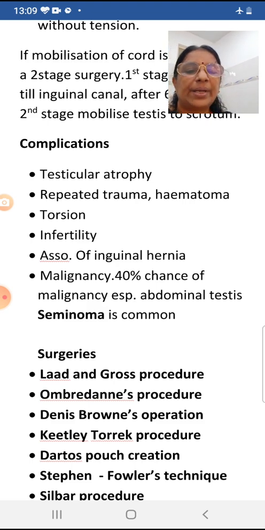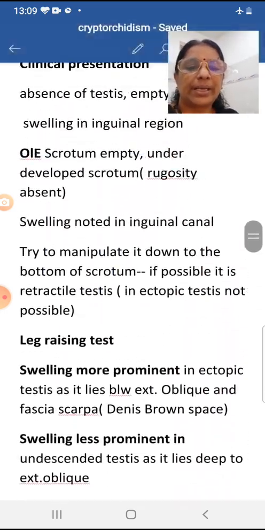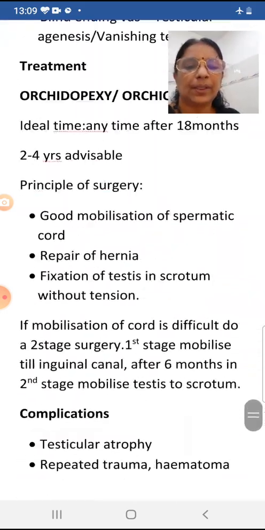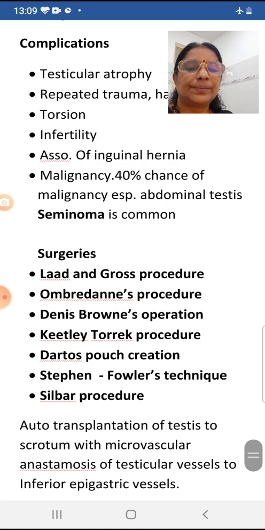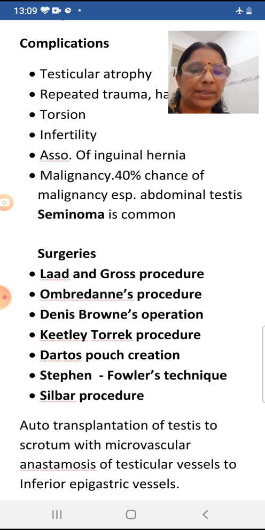The type of malignancy you see is seminoma. There are also some names of surgeries mentioned here. You may not need all these things, but there is Omredanne's procedure and Denis Browne's procedure. If you are interested, you can go through these procedures, what we are doing for that. The idea of surgery is mobilization of the cord and fixing it to the bottom of the scrotum as a one-time procedure or a 2-stage operation.